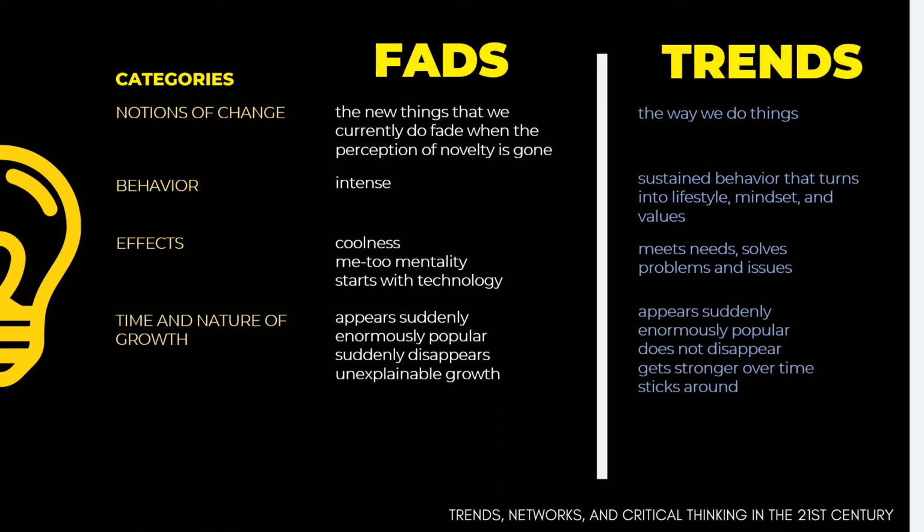Next, time and nature of growth. In terms of that, it appears suddenly. Mabilis dumating. Enormously popular. Mabilis ding sumikat. Ngunit, it suddenly disappears. And it has unexplainable growth. So, yung fads, dahil sa sobrang lakas ng impact niya, kung gaano siya kabilis dumating, ganun din siya kabilis nawala at naglaho. Diba? Parang yung mga ka-MU nyo lang. Ganun yung fads. So, sobrang bilis ng impact niya, ang bilis niyang dumating, mabilis din siya naglaho.